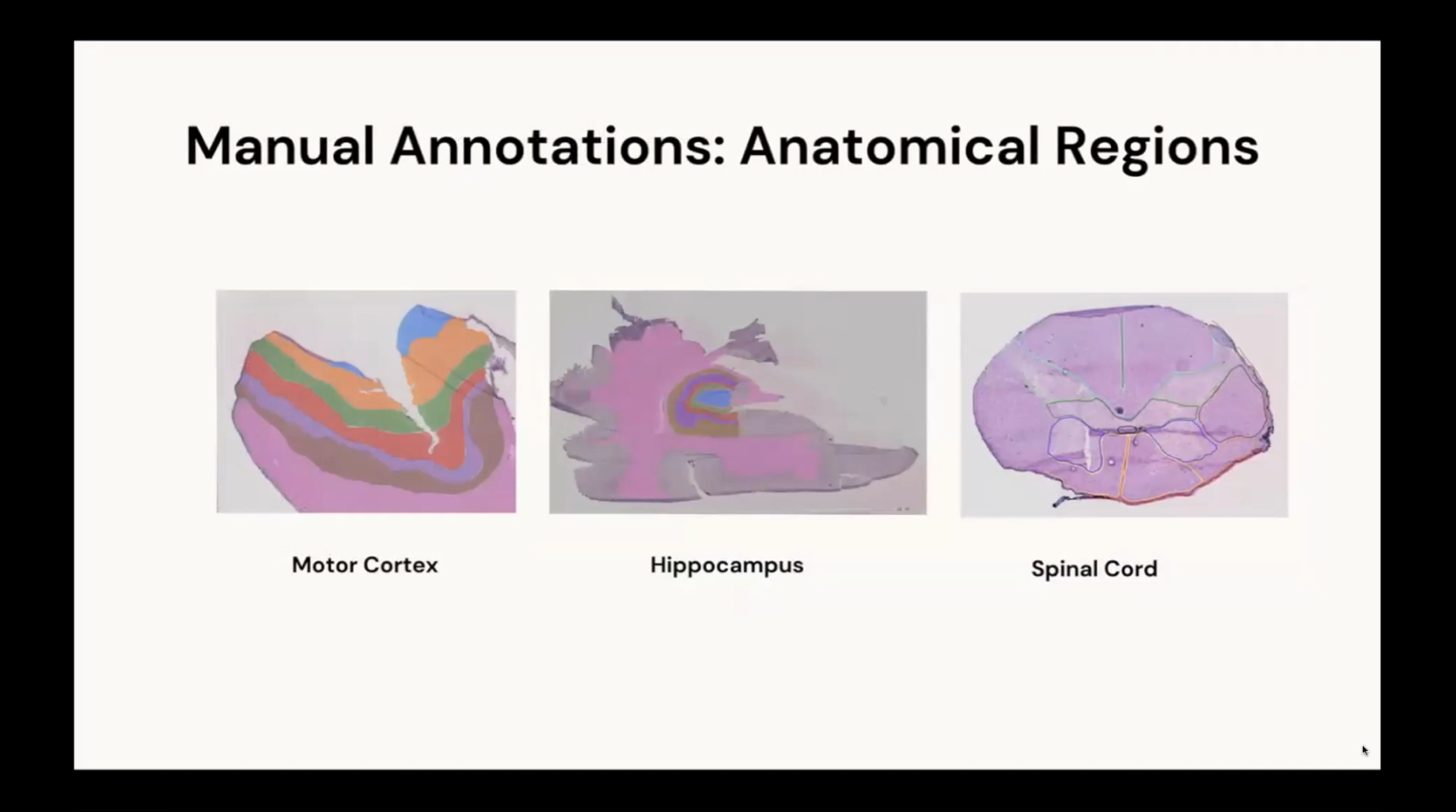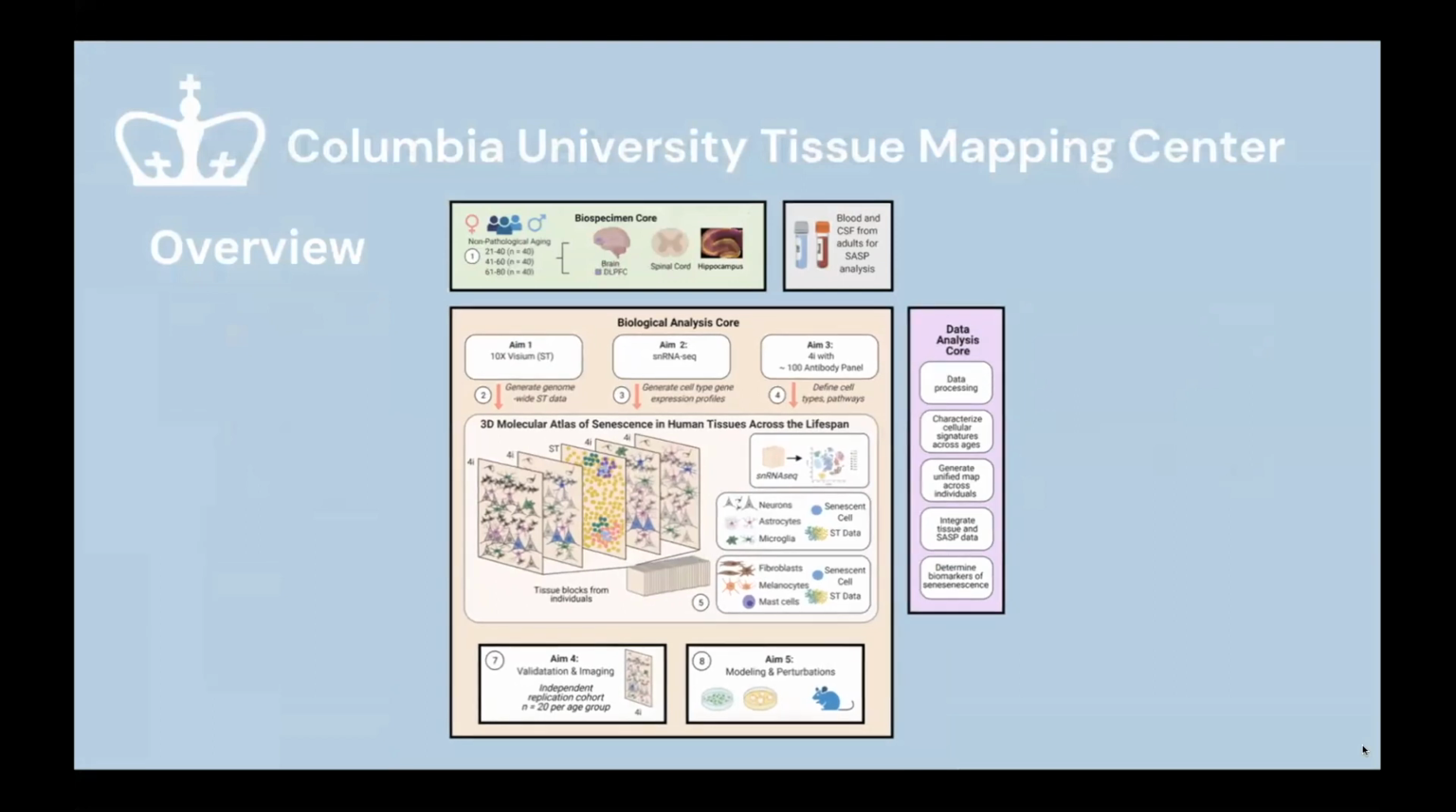These are the complete examples of the motor cortex region, hippocampus, and spinal cord lumbar annotations. For all completed annotations, they will be stored in a drive and later used for splotch annotations, which is the later workflow in the overall Columbia University tissue mapping workflow.